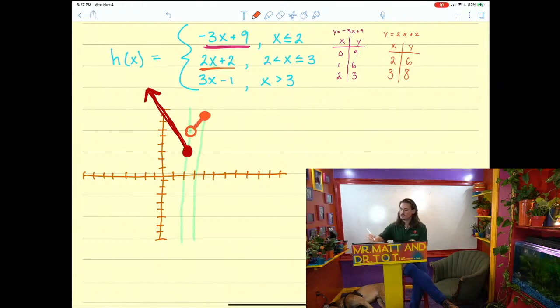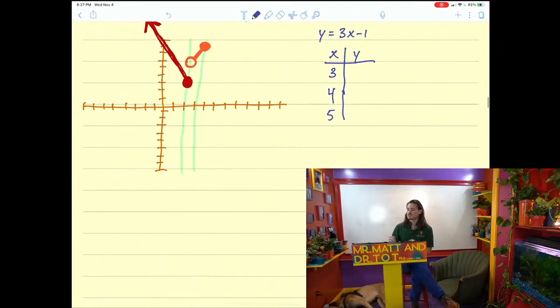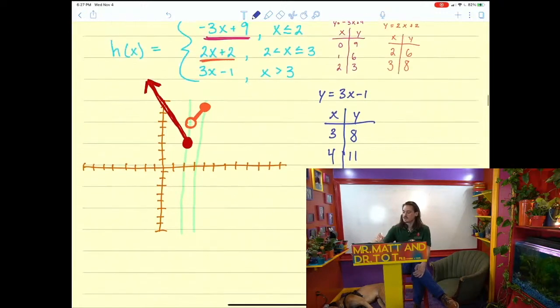And then when x is greater than 3, we're guided by y is equal to 3x minus 1. So if we draw out a little table here, we're starting at x is equal to 3. So let me just look at when x is equal to 3, 4, and 5. Plugging in 3 for x, we get 3 times 3, which is 9, minus 1, which is 8. If we plug in 4 for x, 3 times 4 is 12, minus 1 is 11. Plugging in 5 for x, 3 times 5 is 15, minus 1 is 14. So at x is equal to positive 3, we're going to be exclusive to positive 8.